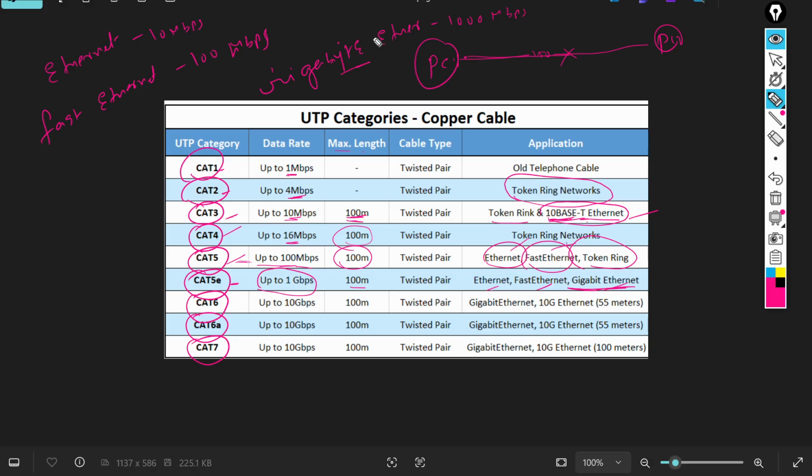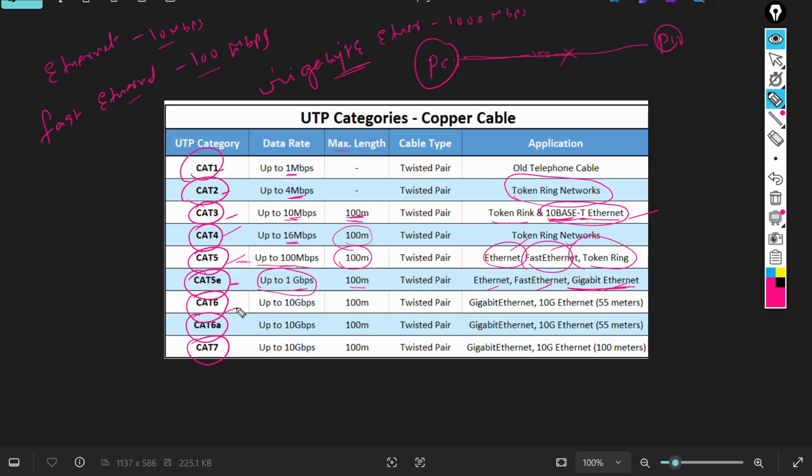Based on the speeds, defined like this. If it supports up to 10 Mbps, that is a Ethernet technology. If it supports up to 100 Mbps, that is a fast Ethernet. If it supports 1000 Mbps, it is considered as a gigabit Ethernet. So category 5E supports up to 1 Gbps. So nowadays we are using only gigabit interfaces, right? Gigabit ports.